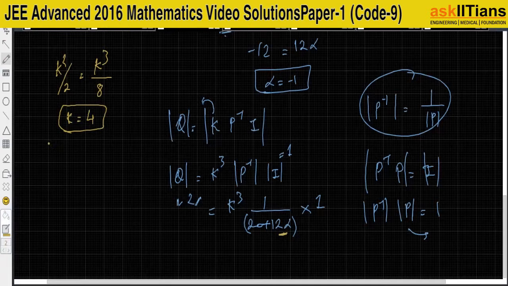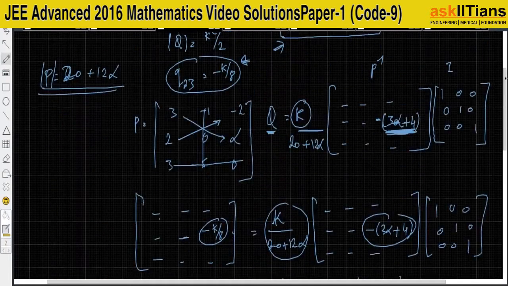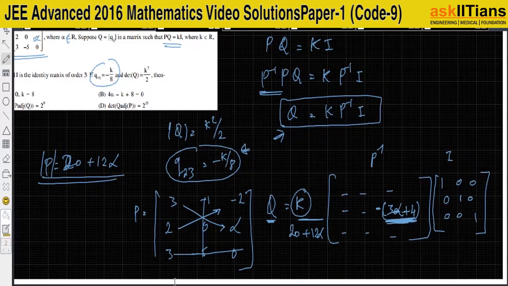Now we can check all the options. Option A is alpha is 0 and K is 8, which is not correct. This option is not correct. Then for the option 4 alpha minus K plus 8 is equal to 0, this option will be correct.